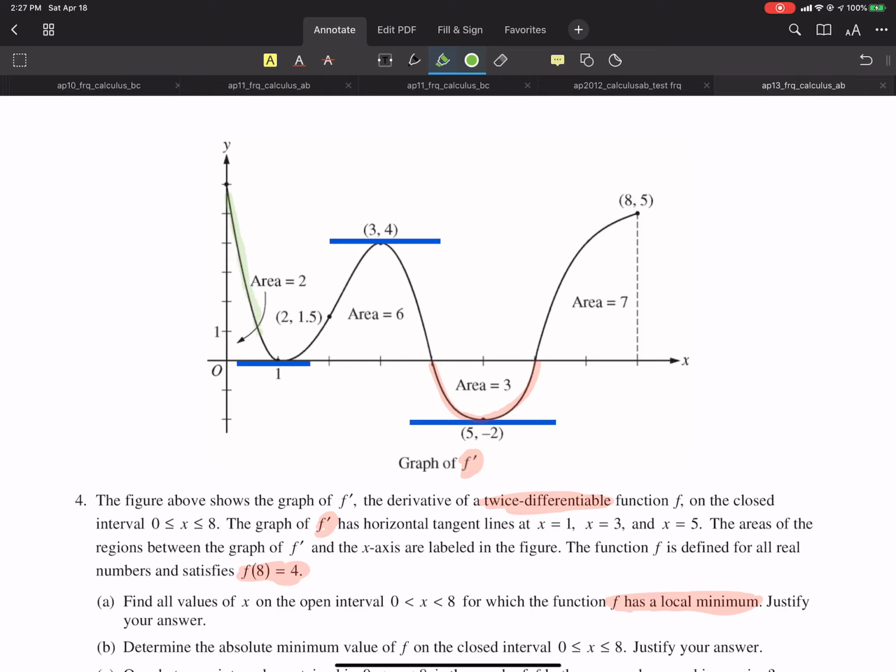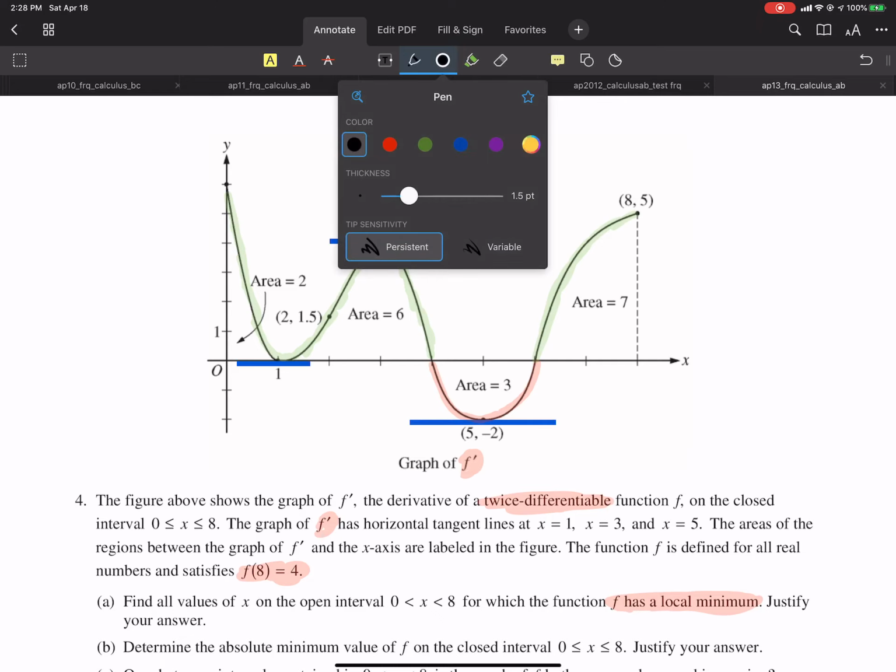Green, we're in the money. Red, we owe. So green is where the derivative is positive. Pink is where the derivative is negative. So looking at this is pretty obvious. Where does it change from negative to positive? Here.